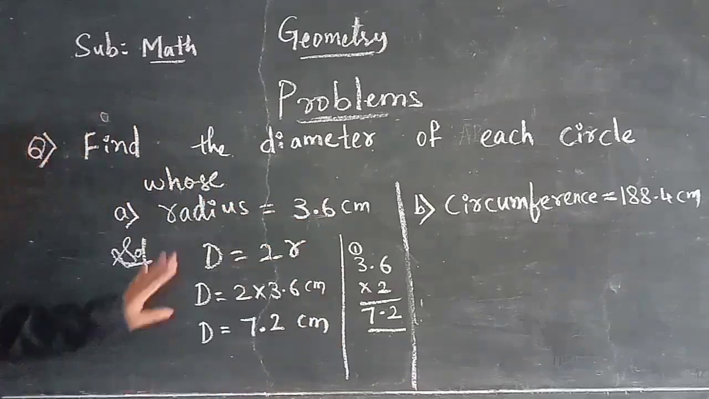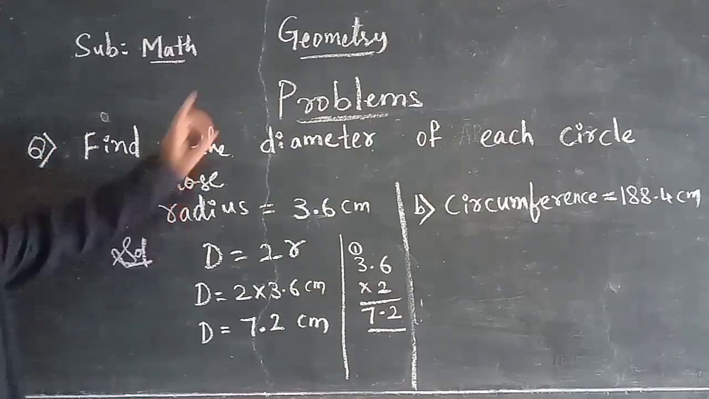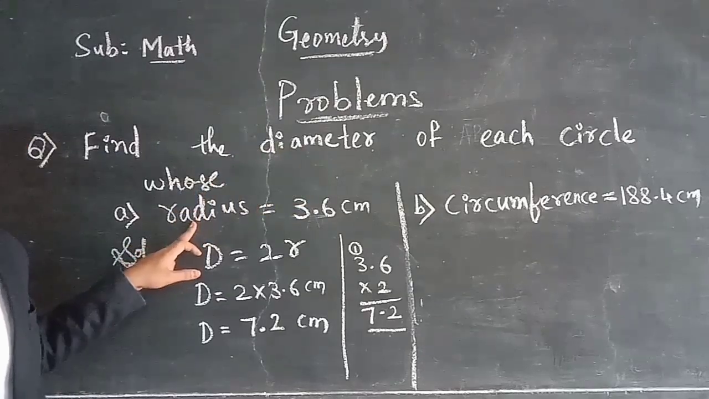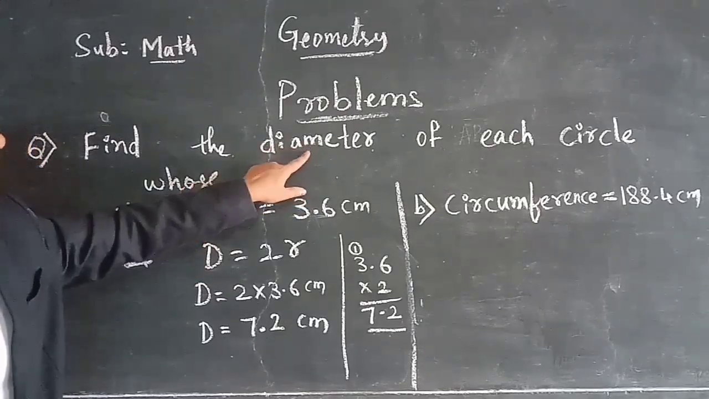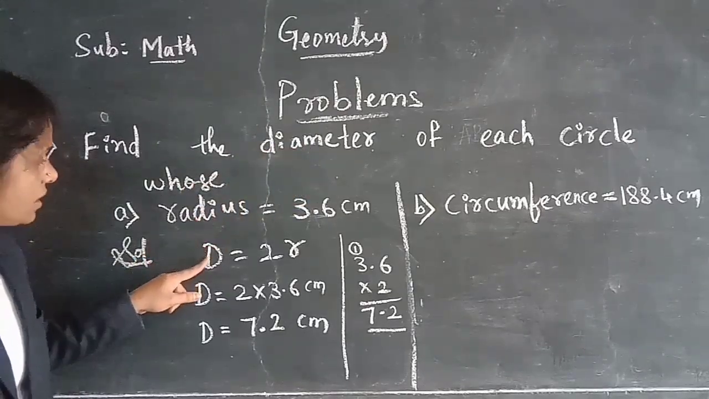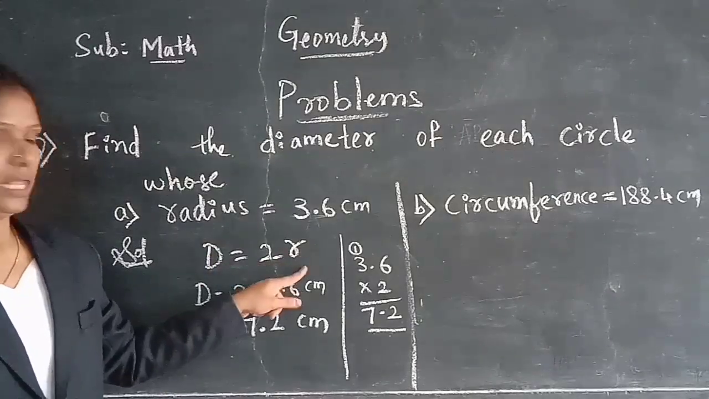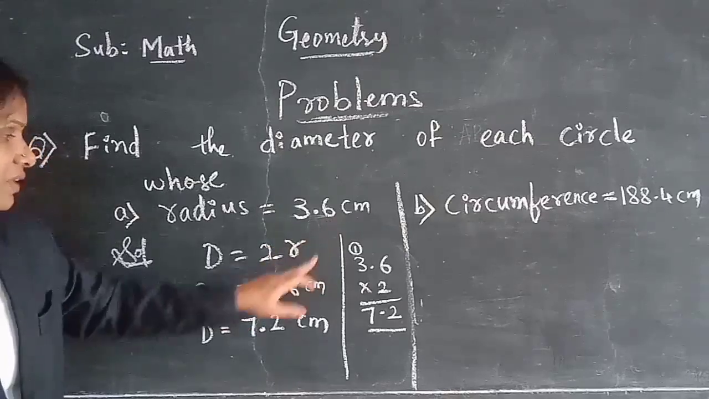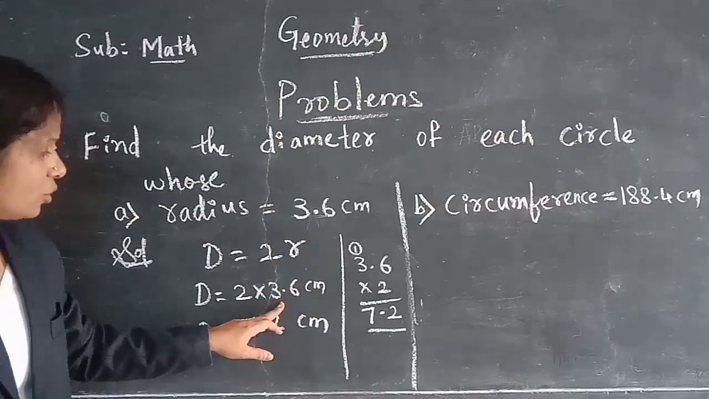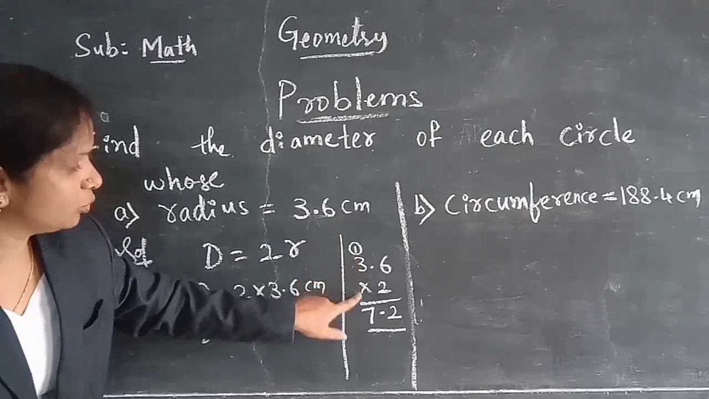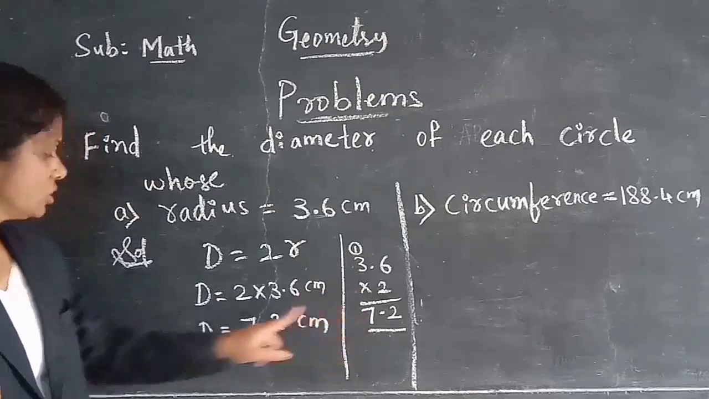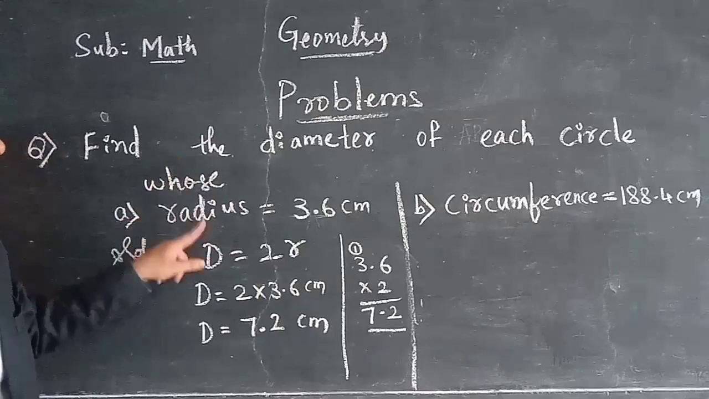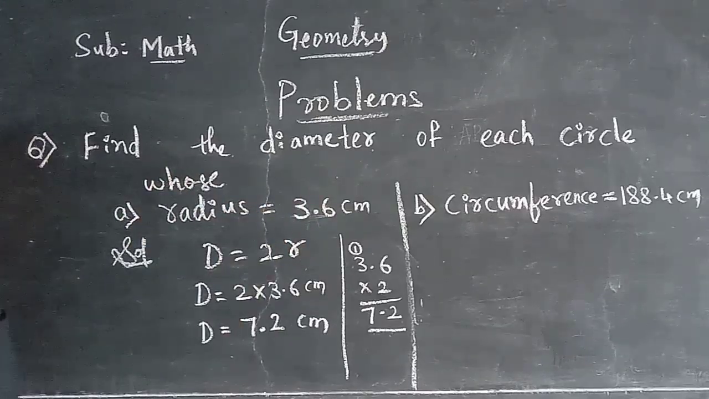Okay. So once again I am repeating this problem. See, finding the diameter from the given radius. So what is the formula? By using the diameter and radius, diameter is equal to 2 into radius. This is the formula. So 2 into the radius value given, 3.6 centimeters. So 3.6 into 2 is 7.2 centimeters. So diameter is equal to 7.2 centimeters when the radius is given as 3.6 centimeters.